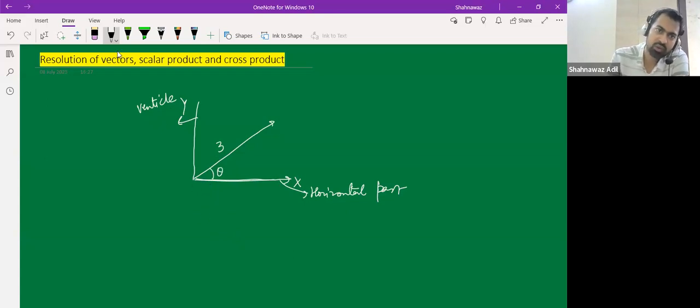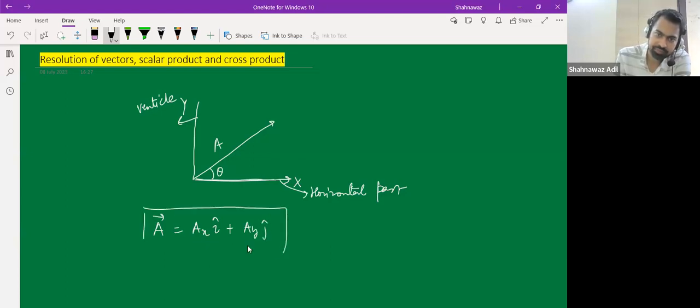So let us write it generally. We already know that we can write any Cartesian vector in the rectangular form as A vector equals, in Cartesian form, ax i plus ay j. So this is the Cartesian form of a vector in a plane, meaning we have x and y.